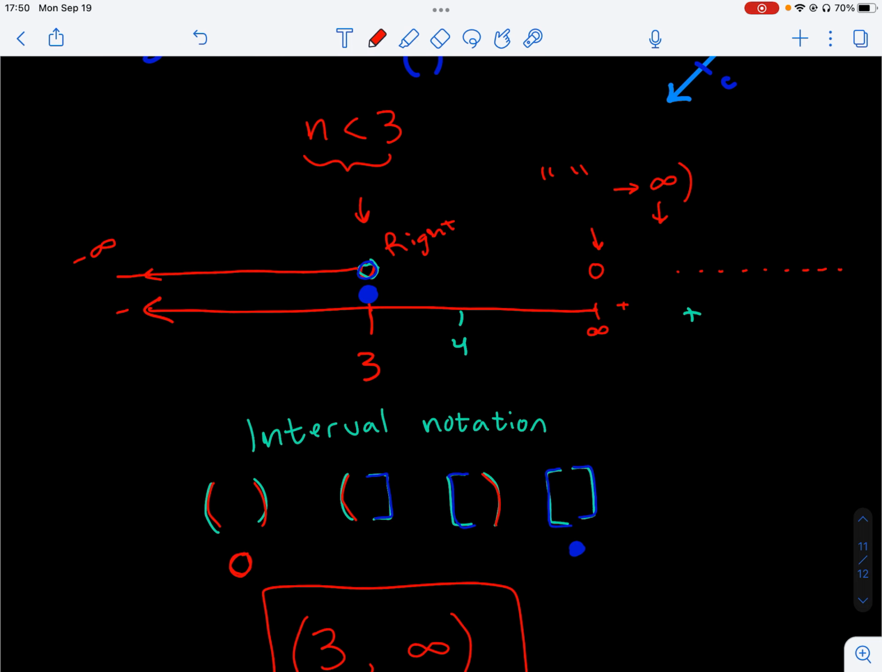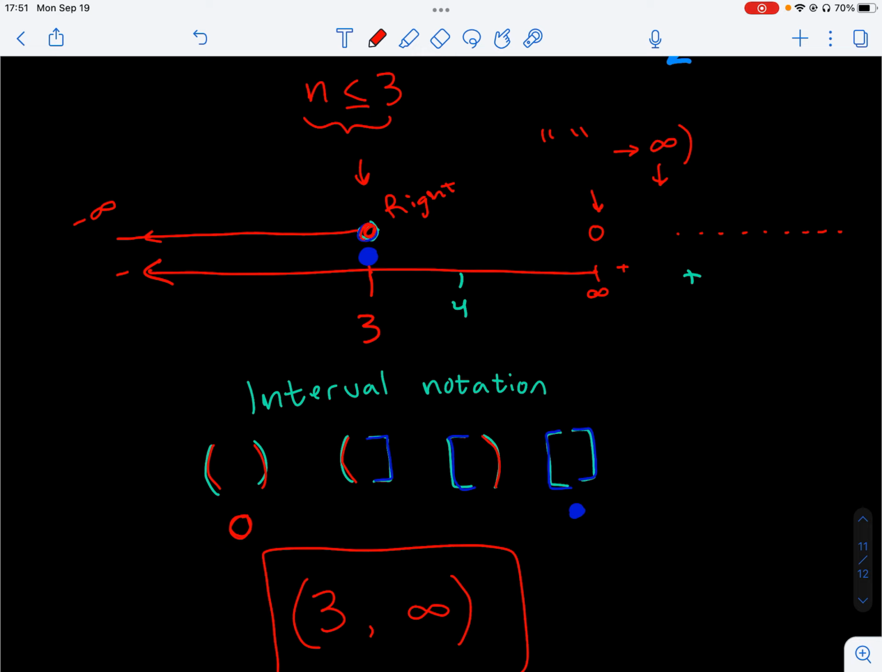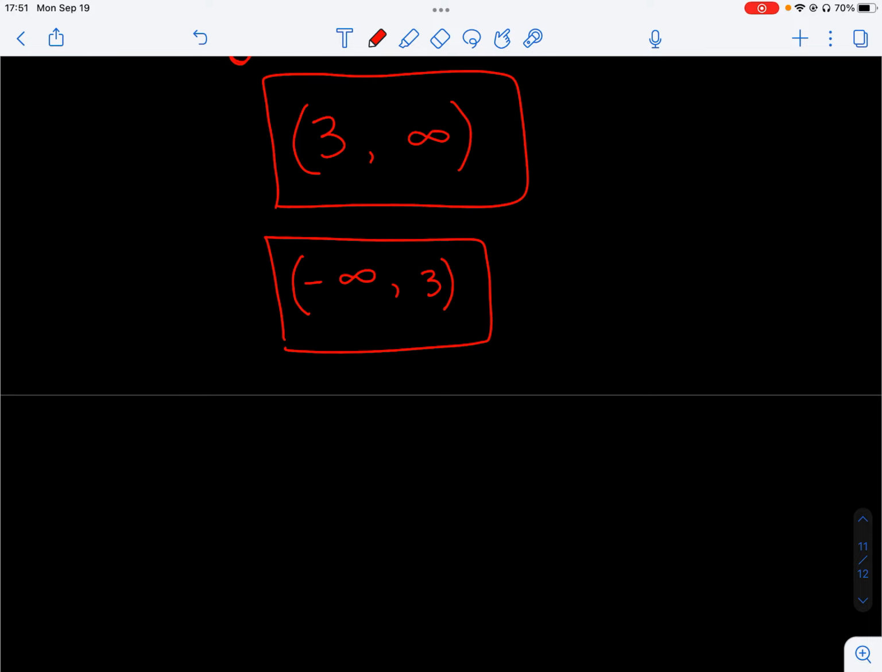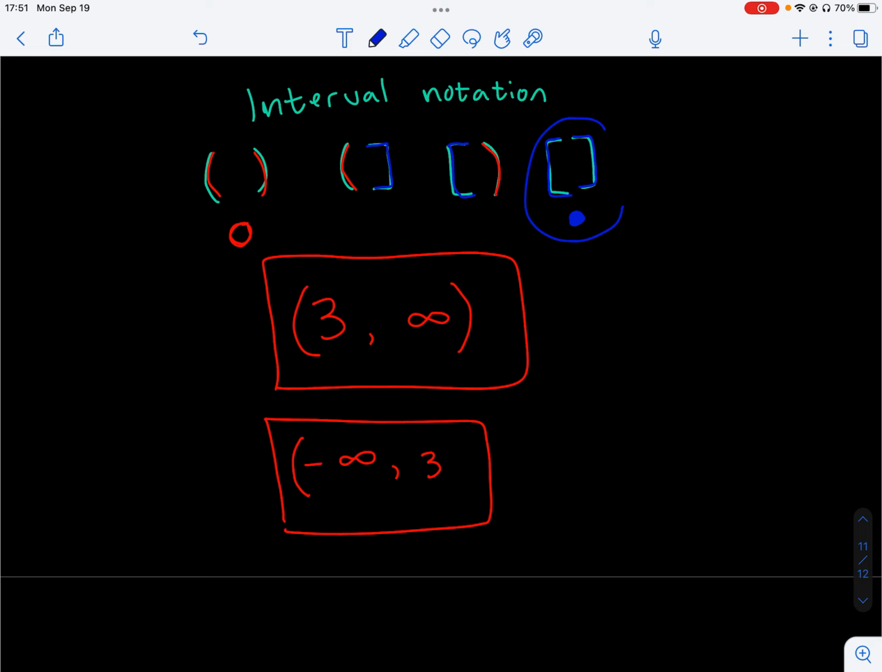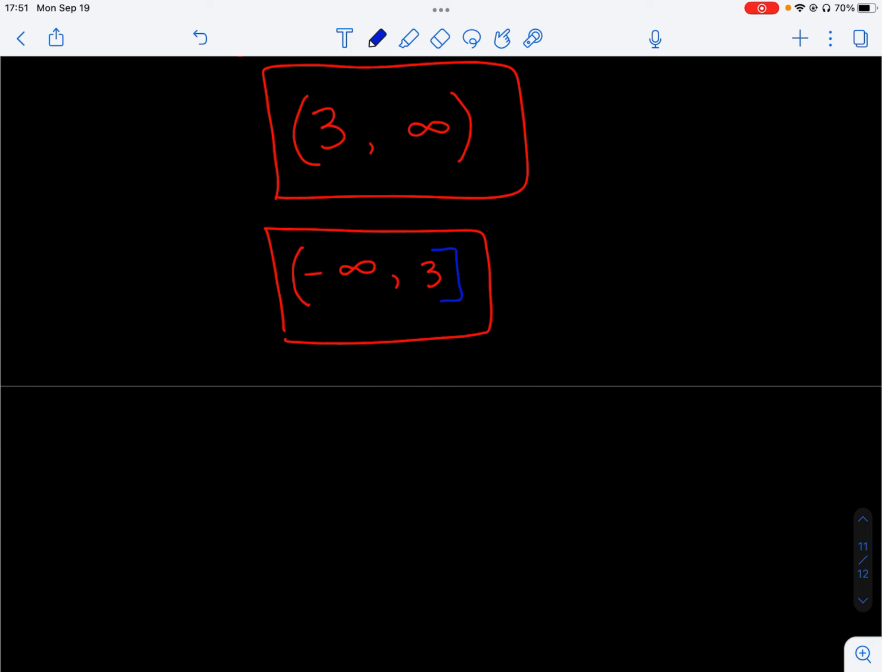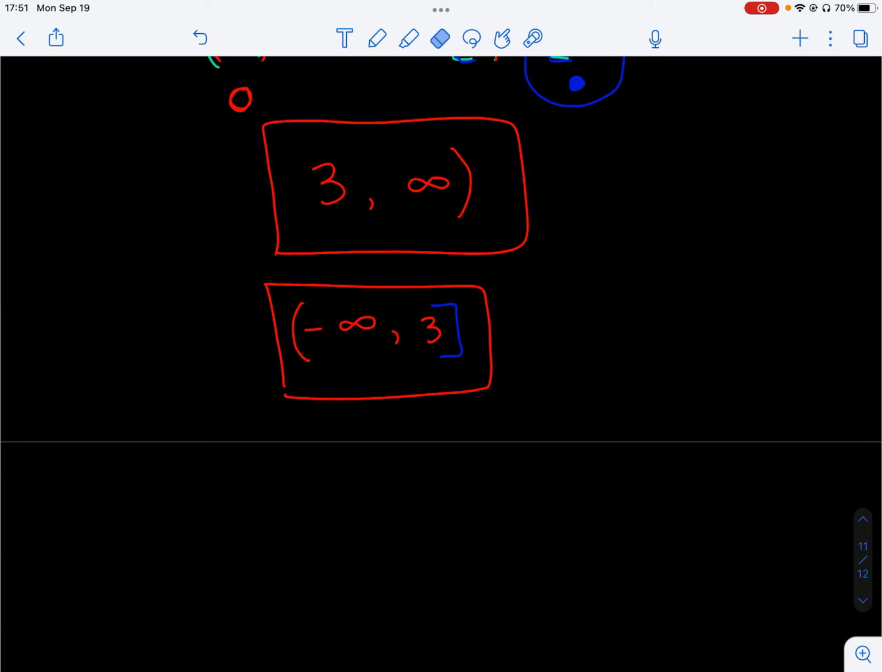Now, what if we were at less than or equal to 3? Well, then we would fill in the circle, and you might notice that we include 3 now. And so what we're dealing with is the brackets. We would throw a bracket on this side. And similarly, if it was greater than or equal to 3, we would start with a bracket. One other special note I will make here is that infinity, we can never reach it, so it's always going to be parentheses, the curvy one. Never will it be a bracket.